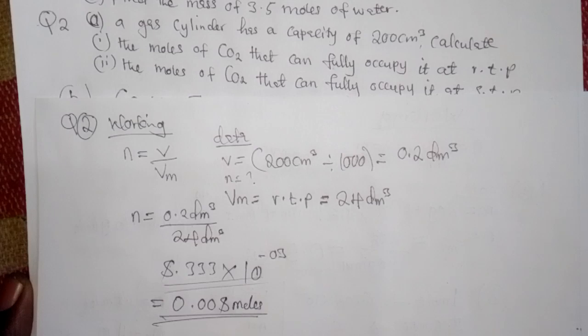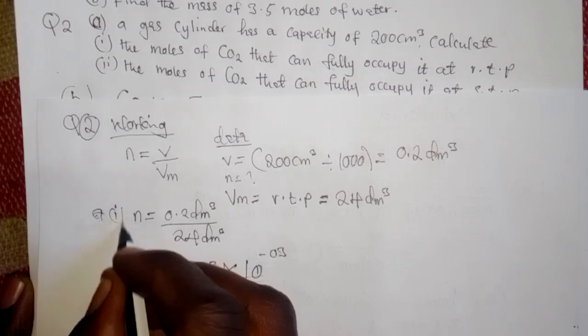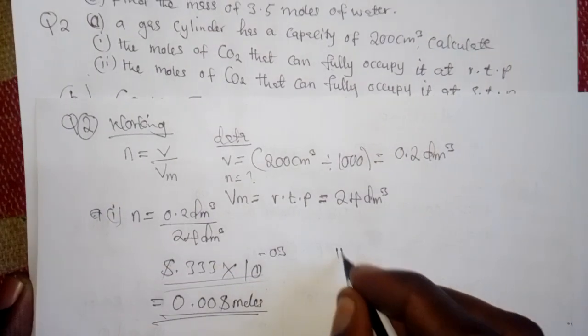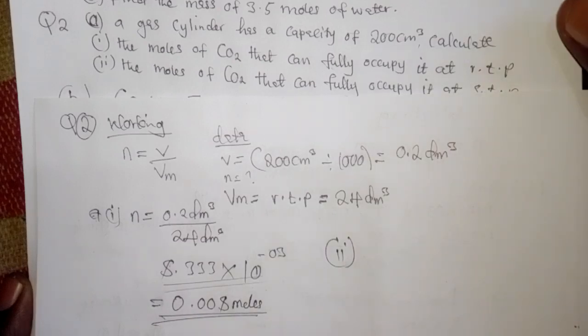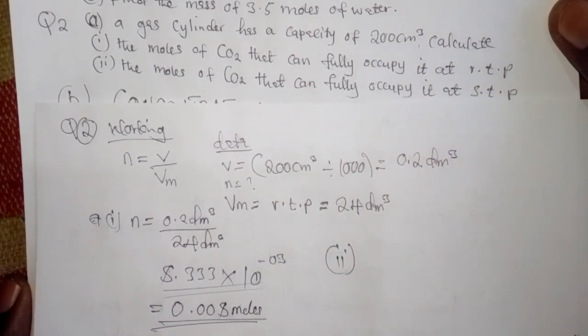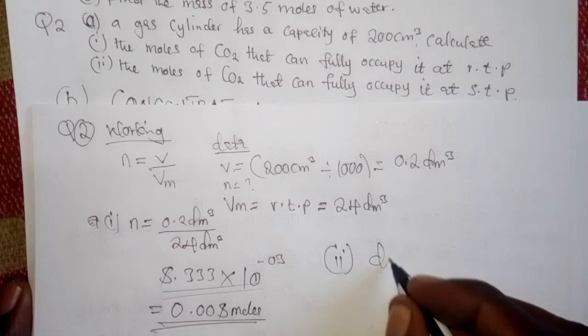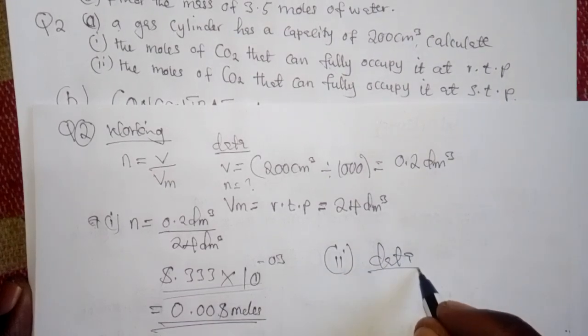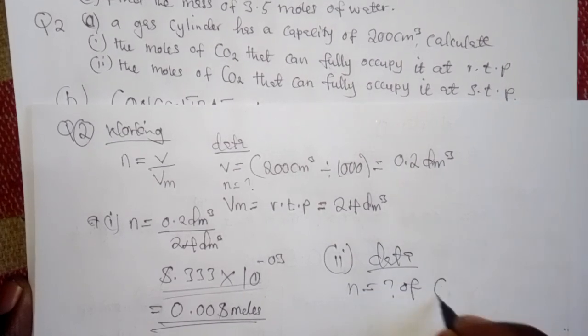Yeah, so another question. This was part 1. If you say part 2, the question was the moles of carbon dioxide that can fully occupy it. Part 2 asks for the moles of carbon dioxide that can fully occupy it at STP. So our data: they are asking us for the number of moles of carbon dioxide, which we don't know.